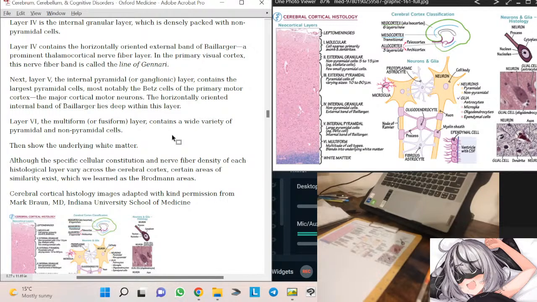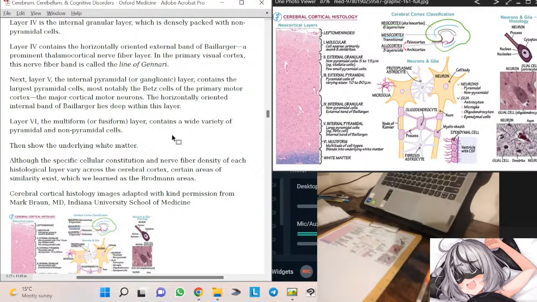Next, layer 5, the internal pyramidal or ganglionic layer, contains the largest pyramidal cells, most notably the Betz cells of the primary motor cortex, the major cortical motor neurons. The horizontally oriented internal band of Baillarger lies deep within this layer. So layers 4 and 5 both have bands of Baillarger.